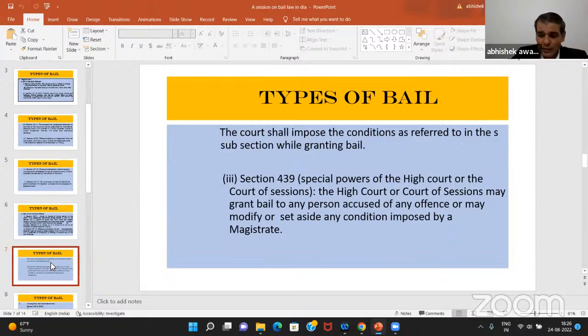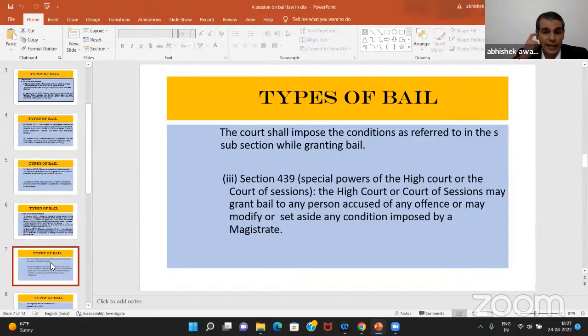What are those 3 conditions? The accused shall appear before the court whenever required, as per the terms of the bond. He shall not commit a similar offense, the same offense again, if he is enlarged on bail of which he is accused. And third, he shall not give any threat, inducement, or promise to any person acquainted with the facts of the case so as to dissuade him from speaking before the police officer. And also, he shall not tamper with the evidence. These conditions, along with some special conditions, will be there.